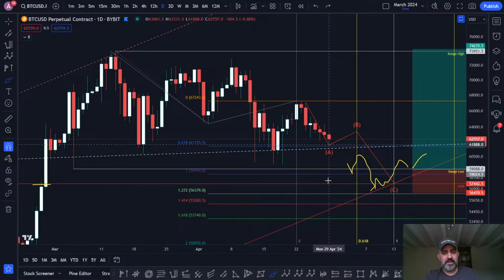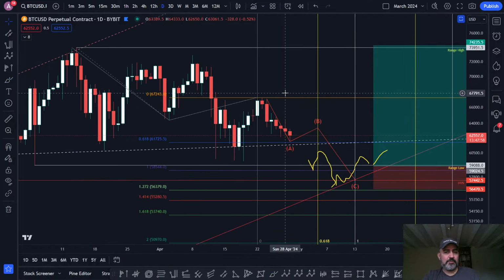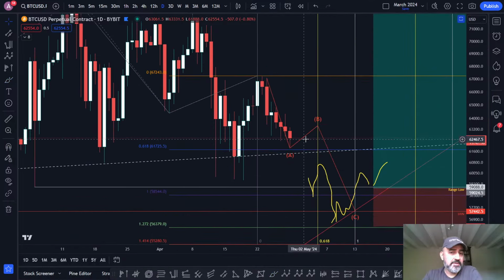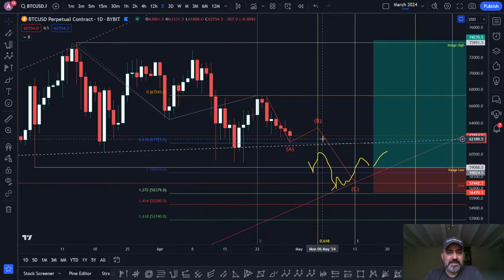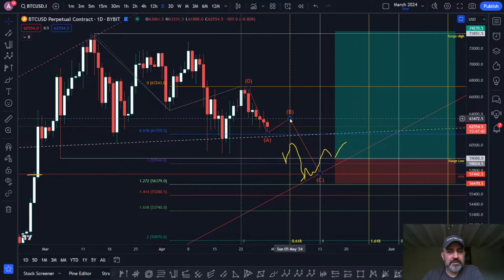Now, the other idea would be that we are putting in a low here. We're not going down. And that's the thing, no one really knows. I think everything is looking bearish, but it doesn't mean we're going down. This is Bitcoin. When people get bearish, suddenly the price goes up.